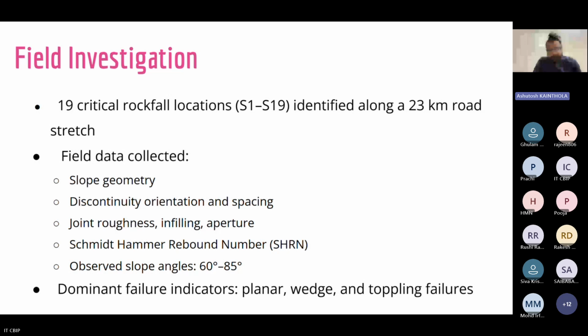And also, a note was made of what was visible, the predominant mode of failure. Was it planar, taking place along a single joint plane? Wedge implies that a wedge is formed through the intersection of joints. And toppling is when you have very steep rock cliffs and discontinuity faces dip inward and the blocks topple. Throughout this presentation, I may interchangeably use the terms joints and discontinuity. However, they imply the same thing in this context.